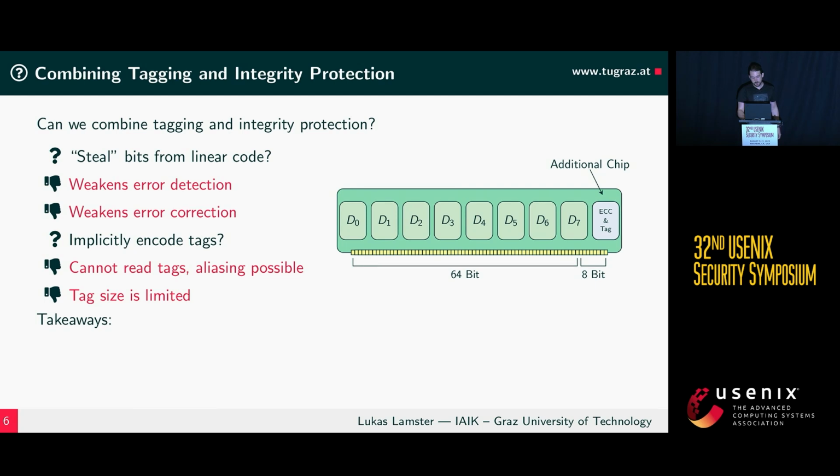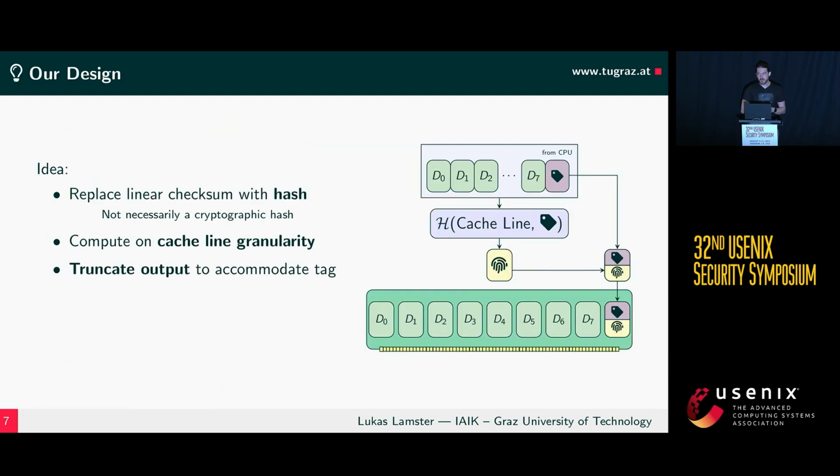So the takeaways for us here were, we want to explicitly store the tags because this will allow us to actually read the tags back from memory and to distinguish between tag mismatches and actual errors. And also we want to use a nonlinear function because if we use a linear function, the drawbacks are just too great. We will weaken the error detection and the error correction too much. So the basic idea of our design is this.